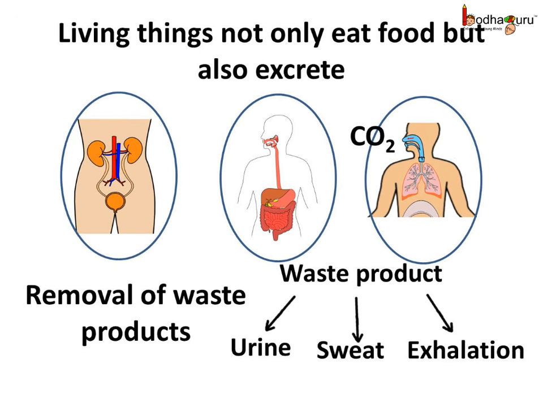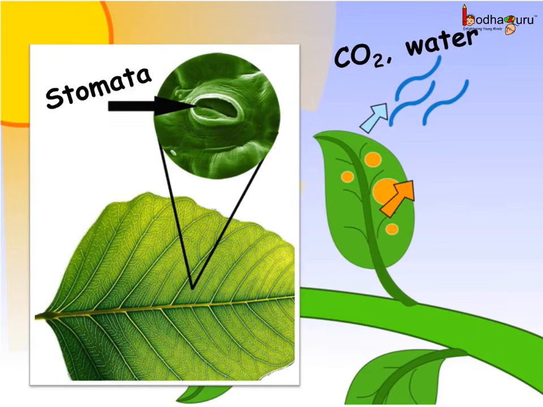So the living things not only eat food but also excrete, which is an important characteristic of all the living things. And what about plants? The plants also excrete the carbon dioxide, water, etc. through the stomata in the leaves. But a non-living thing doesn't need any food, nor does it excrete.